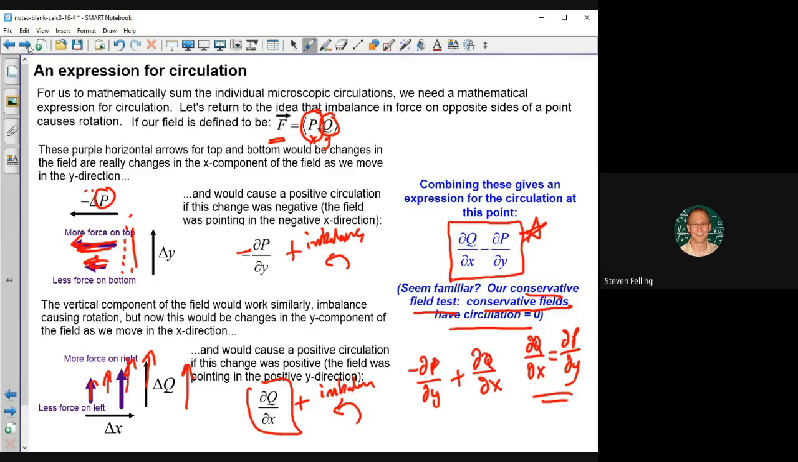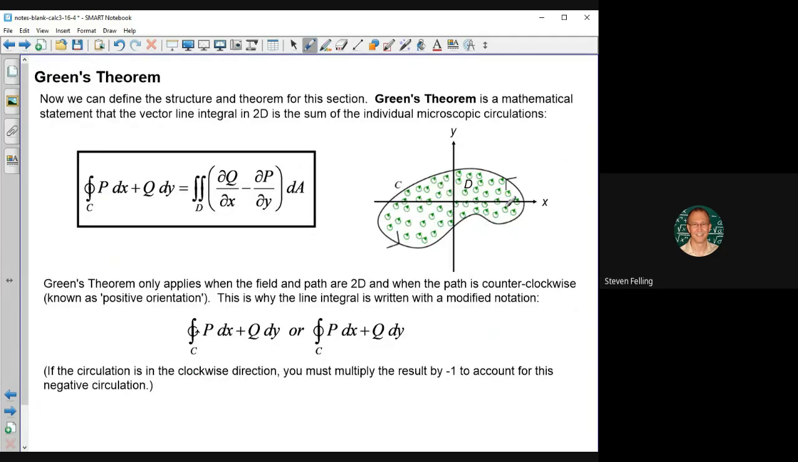Now what we're going to say is, if I sum all the microscopic circulations, represented by my new expression for circulation, over a two-dimensional area that's enclosed by a curve, then that will equal the value of the line integral along that curved path. So the line integral around a counterclockwise closed path in a vector field represents the total circulation around that path, and that is equal to the sum of the microscopic circulations over the area.